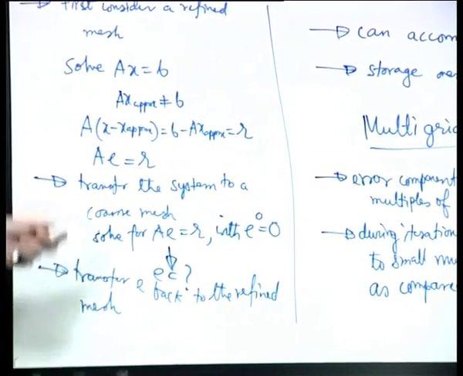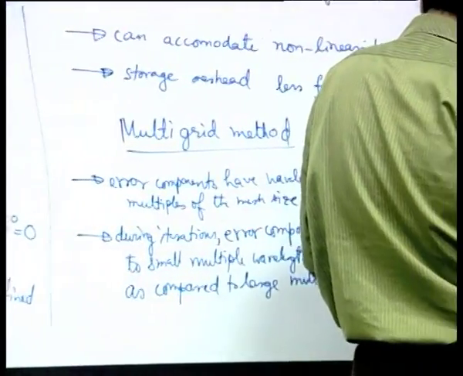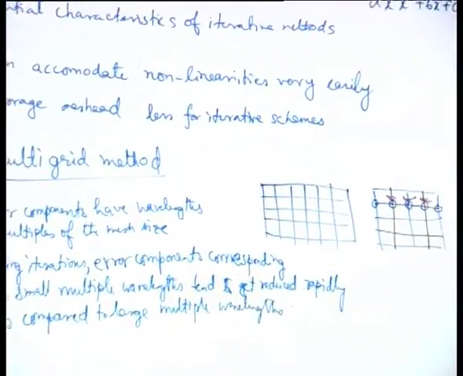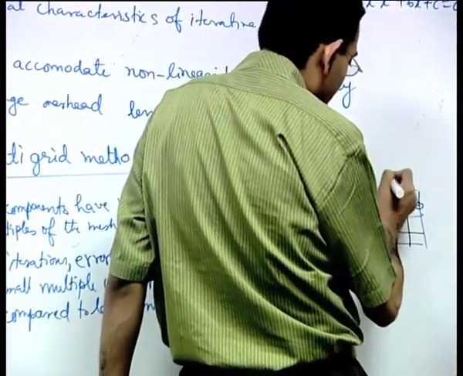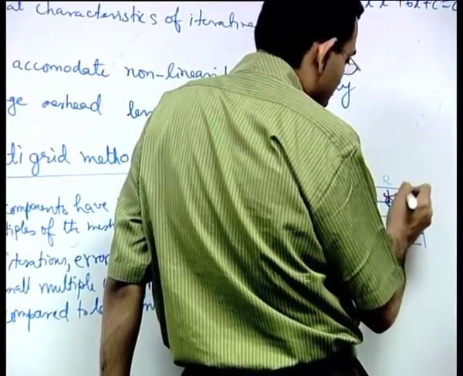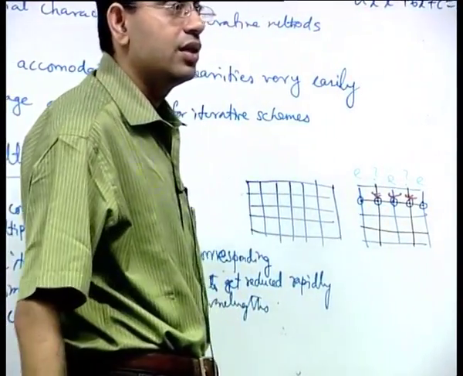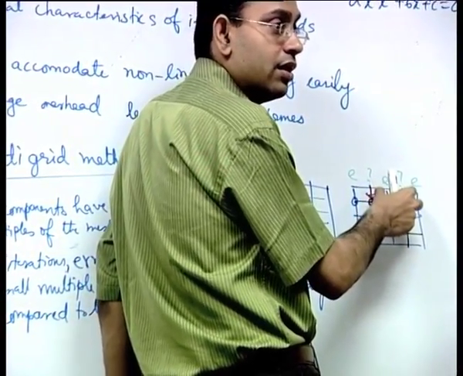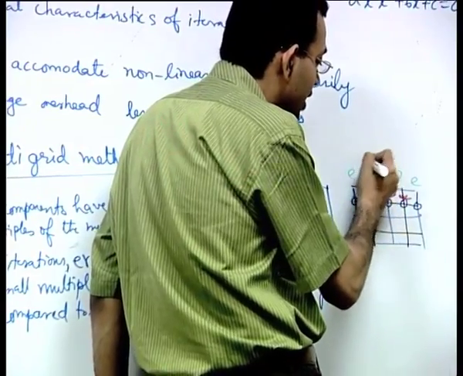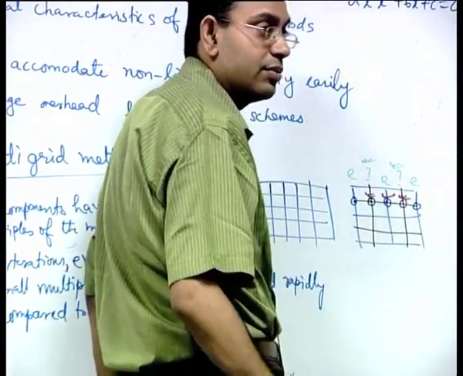When you transfer this E back to the refined mesh, you have to use some interpolation technique, because you have E's only for the coarse mesh points. You have E for maybe this point, you have E for this point, but not for this point or this point, because these were not points of the coarse mesh. But now in the refined mesh, you have to calculate E here and E here. For that you can use some interpolation technique, maybe a linear interpolation.